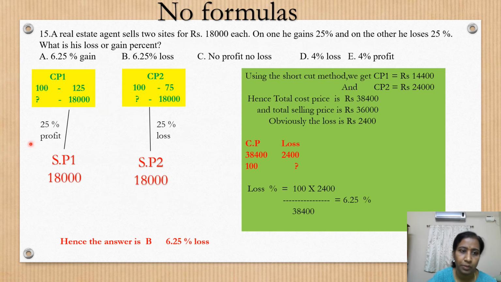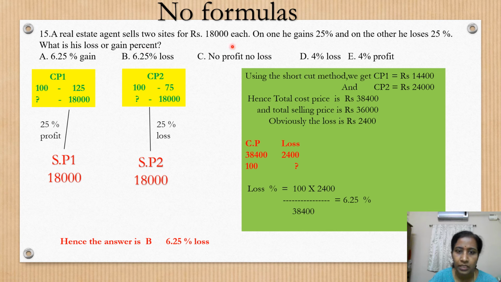The last problem: a real estate agent sells two sites for 18,000 each. On one he gains 25% and on the other he loses 25%. What is his loss or gain percent? So this again, if you have to use the formula, you will use three formulas, and now with a shortcut I'm not going to use a single formula.